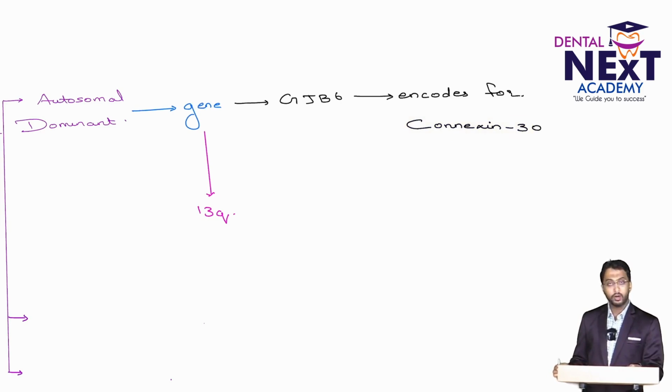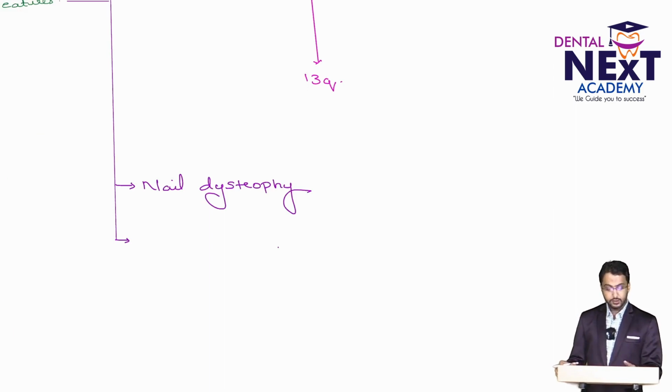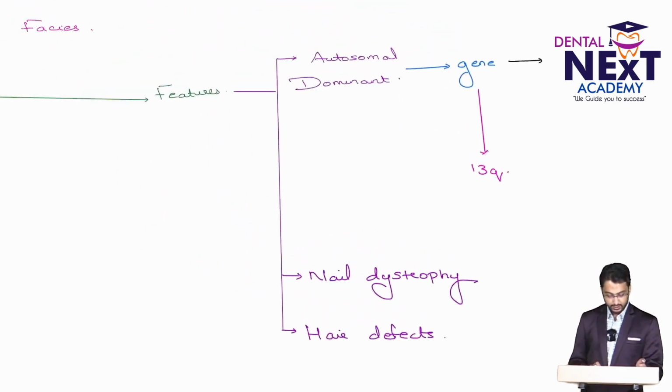So it's very important. The first difference is autosomal dominant. The gene is GJB6, it's 13q, and connexin 30. Now, clinical features: nail dystrophy is there. Hair defect is there. Majorly, you will see hair defects and nail dystrophy. The other features are not very prominent, and luckily for us, it's rare compared to the other one. So those are the clinical features.